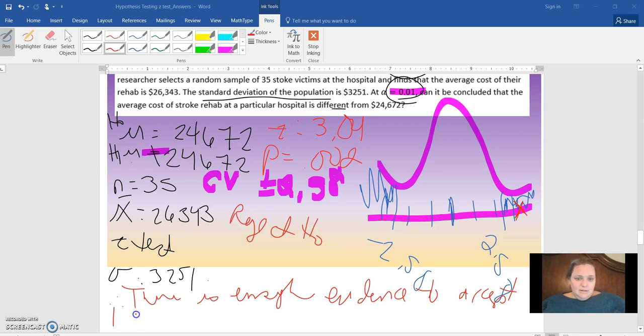Accept that the cost is not 24,672. And really, we just accepted the fact that it wasn't that number. We don't know if it's greater than the number. We don't know if it's higher. If it's less than the number. It's just not that number.